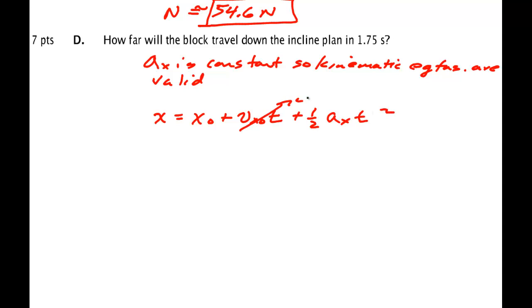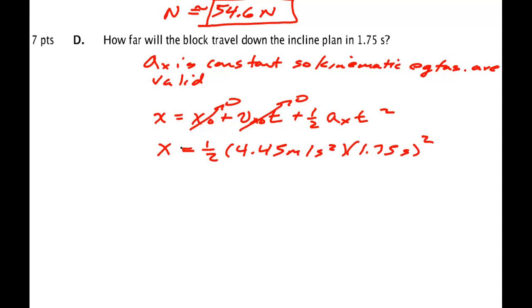It initially was at rest, started from the x equals 0 location. x is 1/2 times 4.45 meters per second squared times 1.75 seconds squared. The distance, 6.81 meters. This connects what we did in Chapter 3 to what we're doing here in Chapter 4. Alright, that does it for the first half of the test.